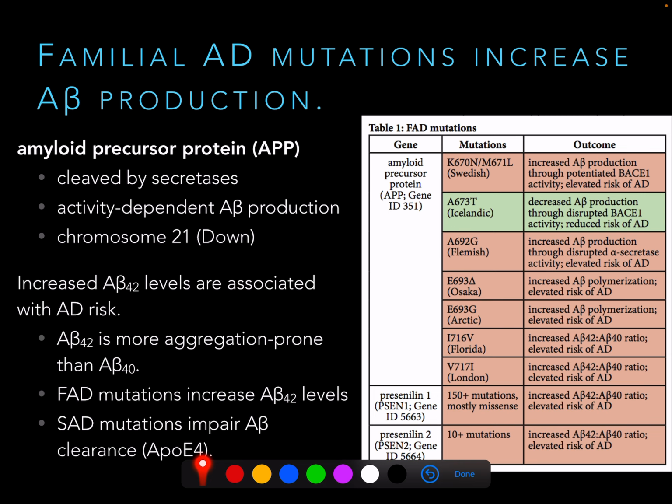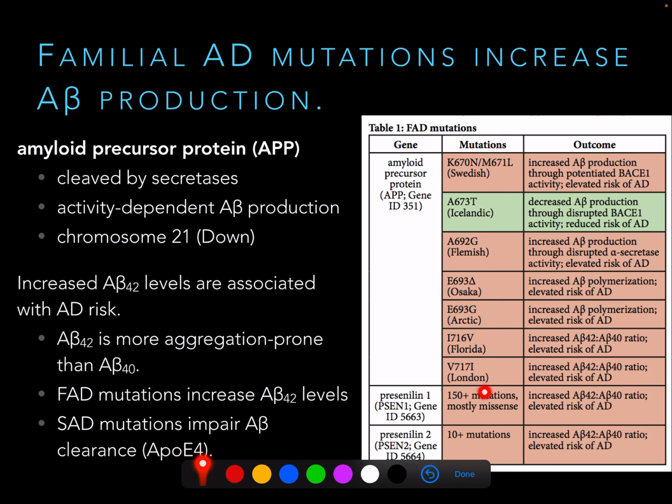The rest of them increase A beta production, either the overall amount, so there's the Swedish mutation that also affects the beta secretase cut site, but it actually increases beta secretase activity. So more A beta. We can also prevent another secretase from cutting, again, more A beta. These bottom two, the Florida and London mutations, increase the amount of A beta 42 that is made. So they alter the cut site of gamma secretase.